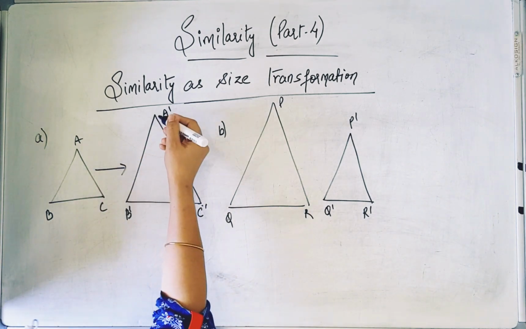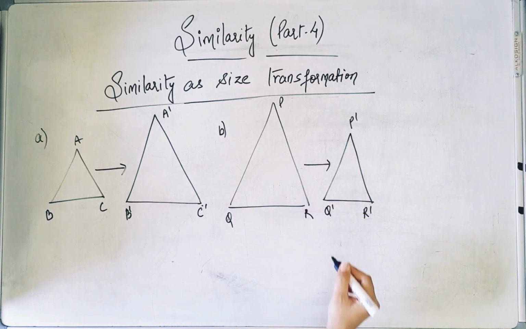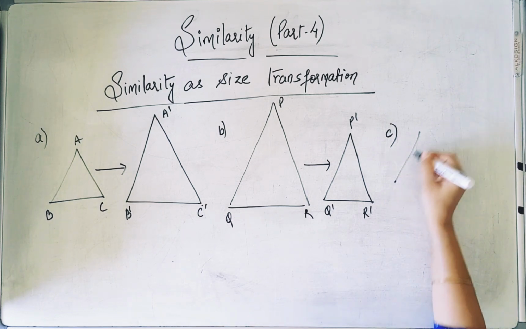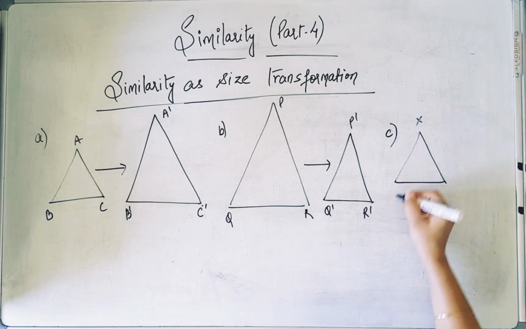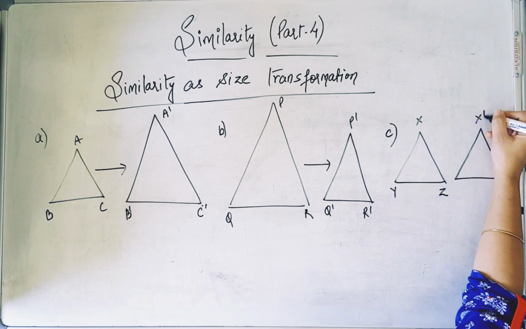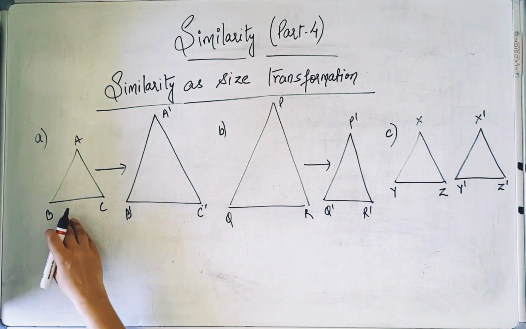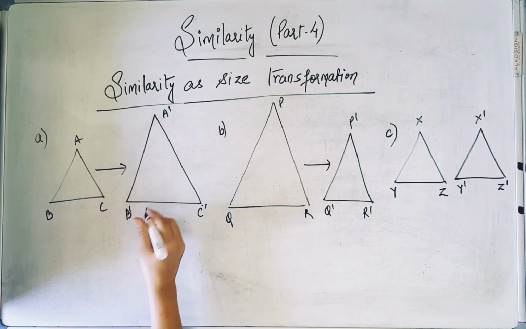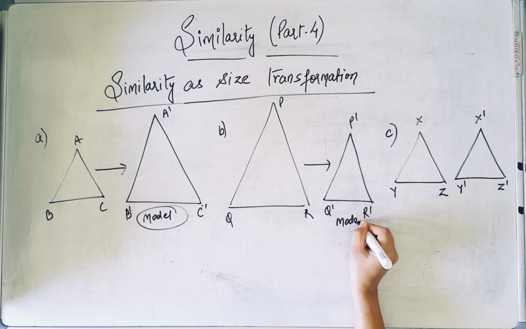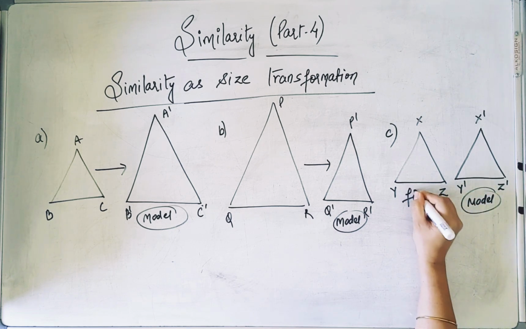ABC is transformed into what? A dash, B dash, C dash. PQR is transformed into P dash, Q dash, R dash. And the third figure which we have over here is XYZ is transformed into X dash, Y dash and Z dash. Now we can see over here, this is the figure and this is transformed. So this is called as what? Model. This figure will be called as model, and this one is figure.